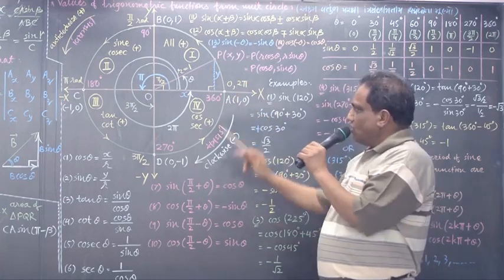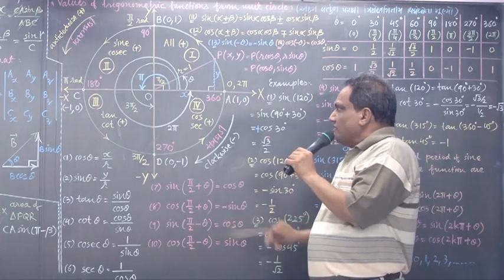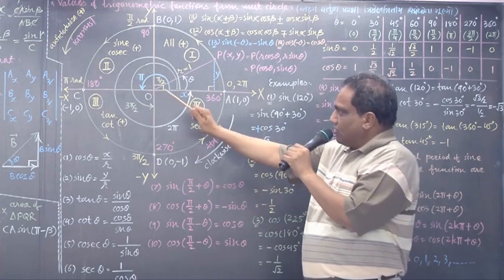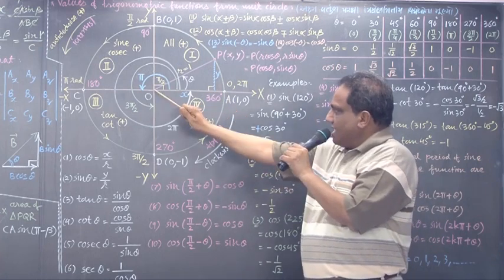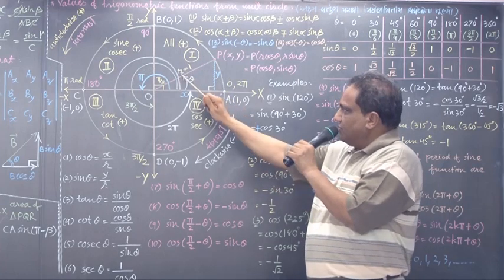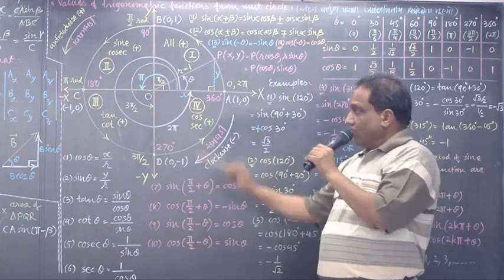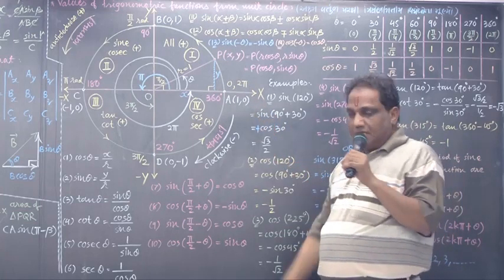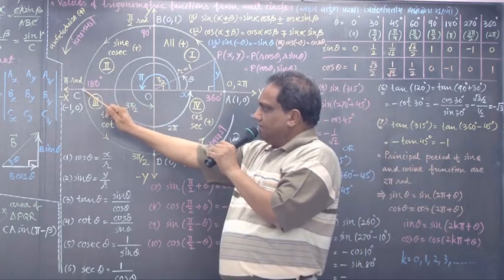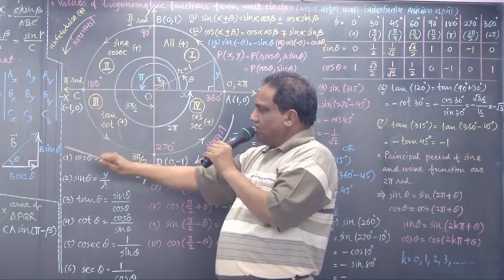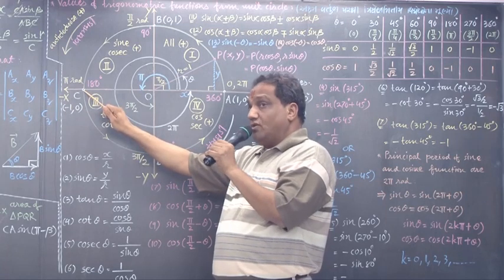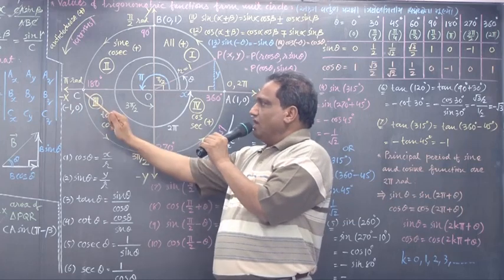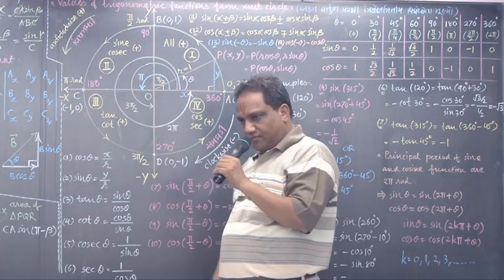What are the coordinates of point A? Firstly, you should write the x coordinate. Secondly, you should write the y coordinate. The x coordinate is this much distance, and it is nothing but the radius. The radius is how much? 1 unit. And for any point on the x-axis, the y coordinate has to be 0. What are the coordinates of this point? Minus 1, 0. Because this point is located on the negative x-axis, its x coordinate must be negative. For any point on the x-axis, the y coordinate is 0.